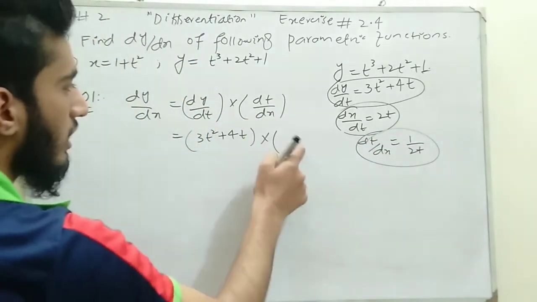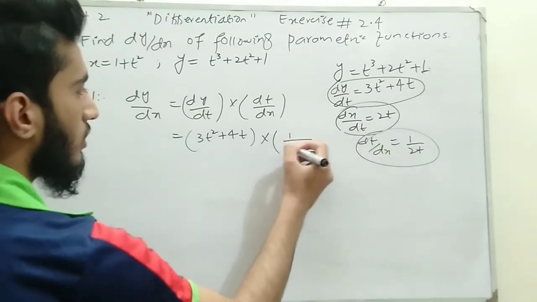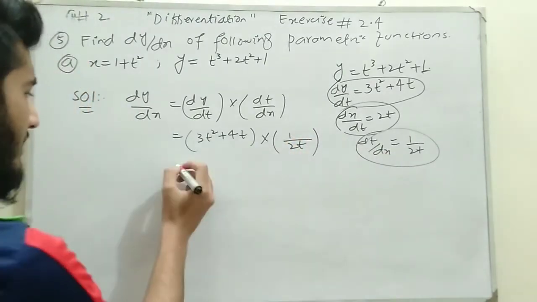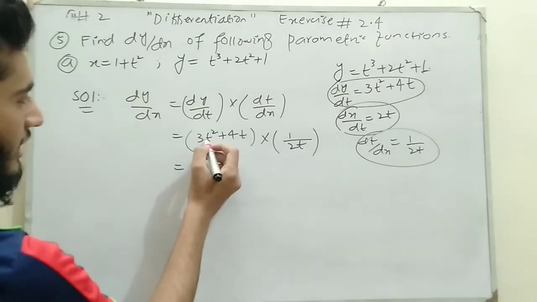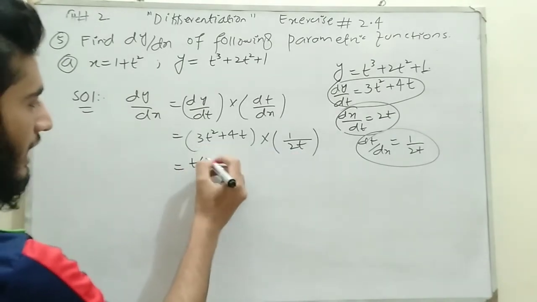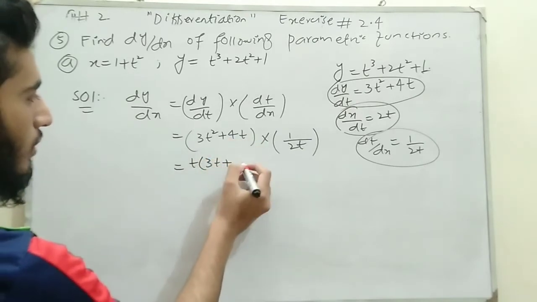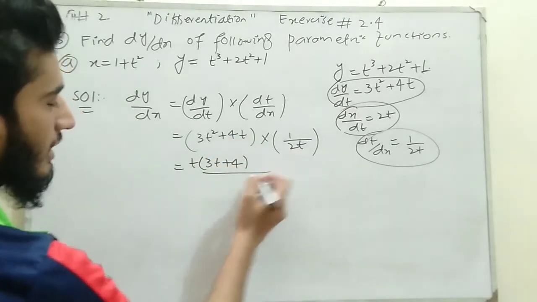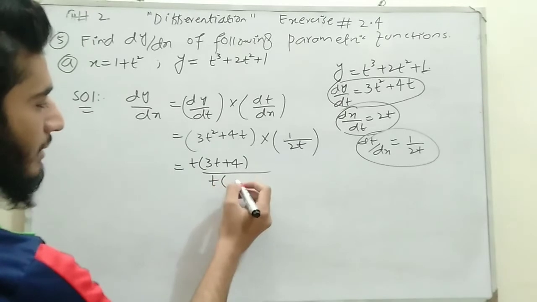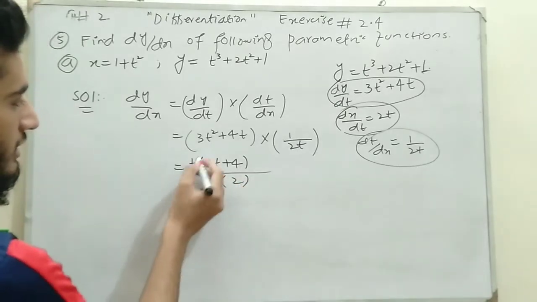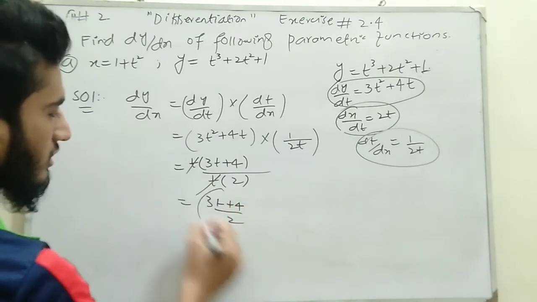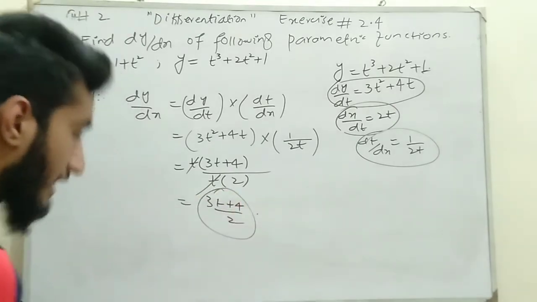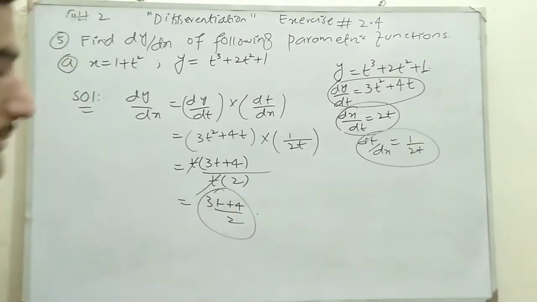Put dt by dx over here, so it becomes 1 over 2t. Now if we take t common in the numerator, inside we are left with just 3t plus 4. And in the denominator we are left with 2. So this t is cancelled out with t, and we are just left with 3t plus 4 divided by 2. So this is the simplified form for dy by dx for part A.